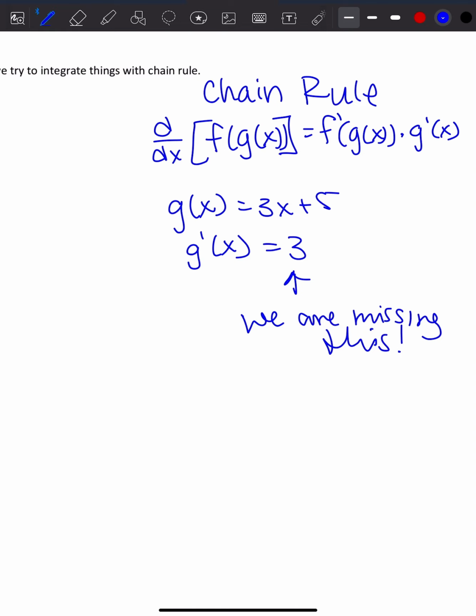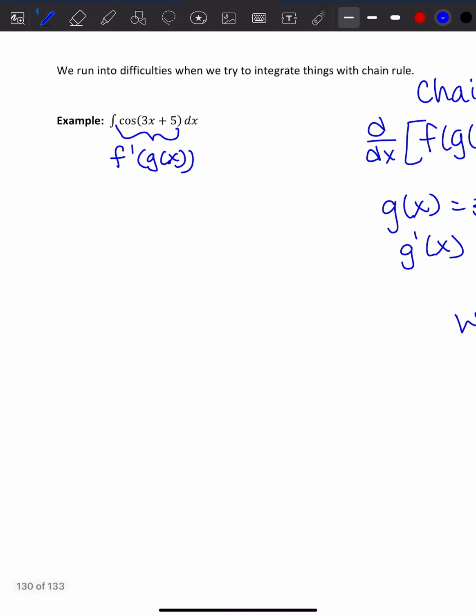In order to put this into our problem, we need to multiply by a special form of 1. We can't just multiply by 3, we have to multiply by a form of 1. So if I want to add in 3, we're going to multiply by 3, but also multiply by 1/3. This way I'm multiplying by 1, but then I also get the 3 that I want. So this integral is the exact same thing as if we took the integral of cosine of 3x plus 5, but then we multiplied it by 3 and 1/3.